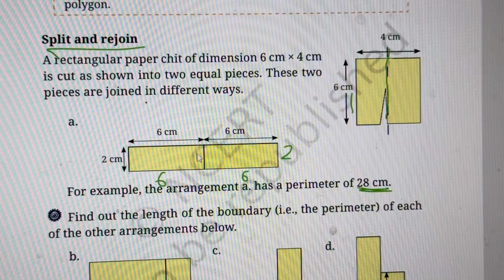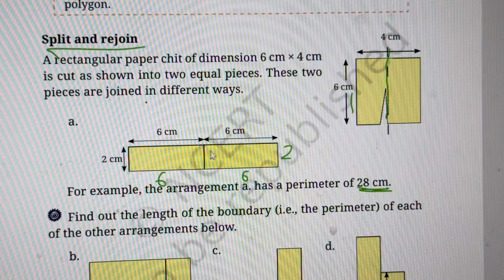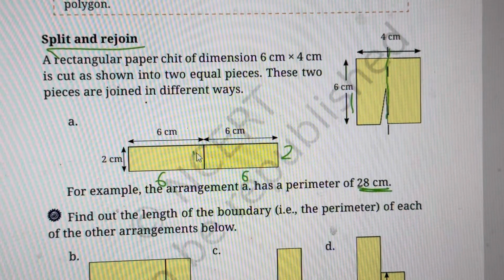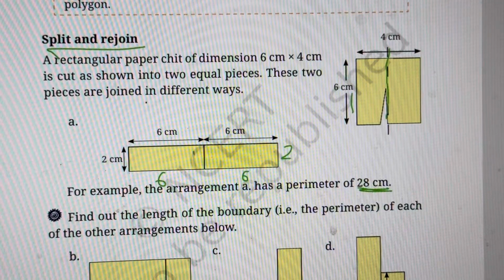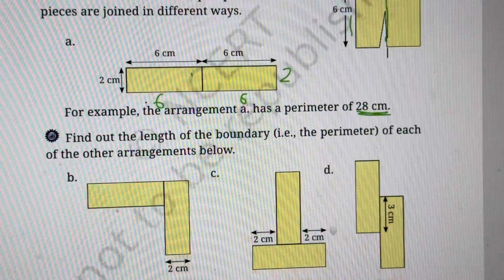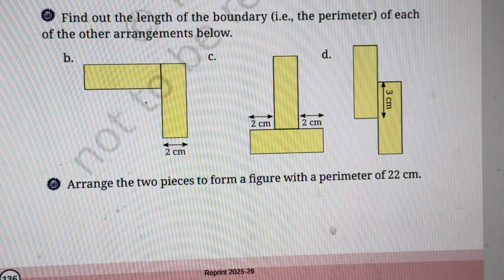Right? Never add this because this is not the boundary. They are attached to it. This is very important because children add this 2 also and then they get the wrong answer. So that's a very common mistake. So just avoid that.